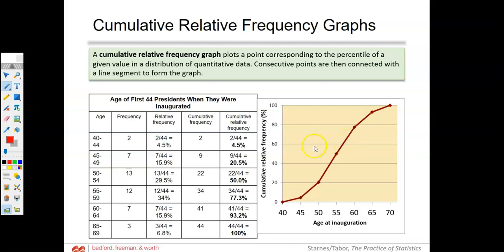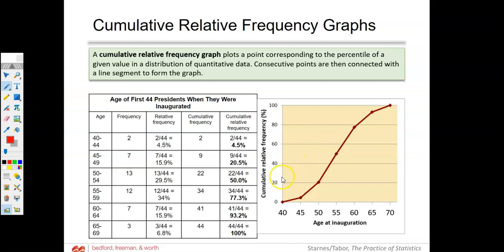So like, let's look at what the median would be. The median is if you could draw like 50 right there. So if you had a 50 line right there and draw it over, oh, there it is, right about there. Pretty close to it. Looks like 55. So the 50th percentile, in this case, is the median. It's right in the middle. So the median age for the first 44 presidents when they were inaugurated was 55.